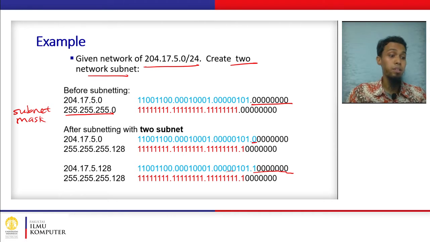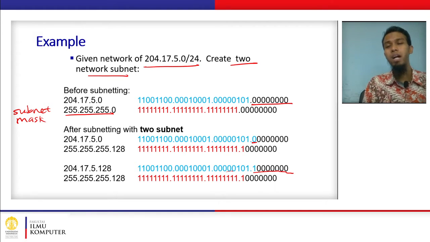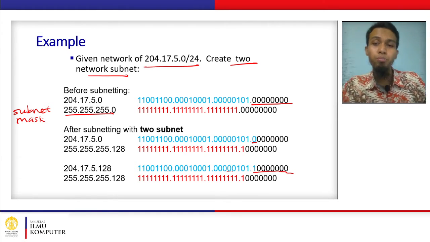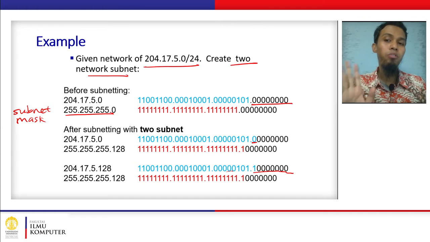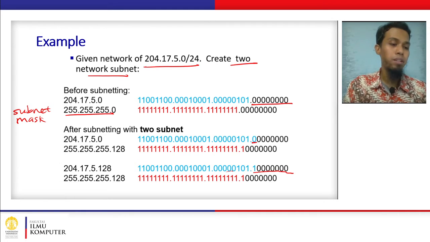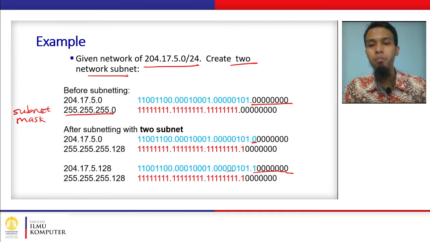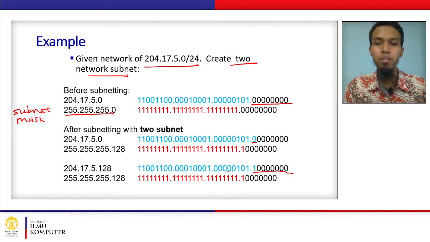I think the subnet mask is more familiar to you if you have a look at the IP address configuration in your computer. Most probably you will find your host IP address and the subnet mask. The subnet mask defines how many bits are used as the network part, and how many bits are used for the host part.